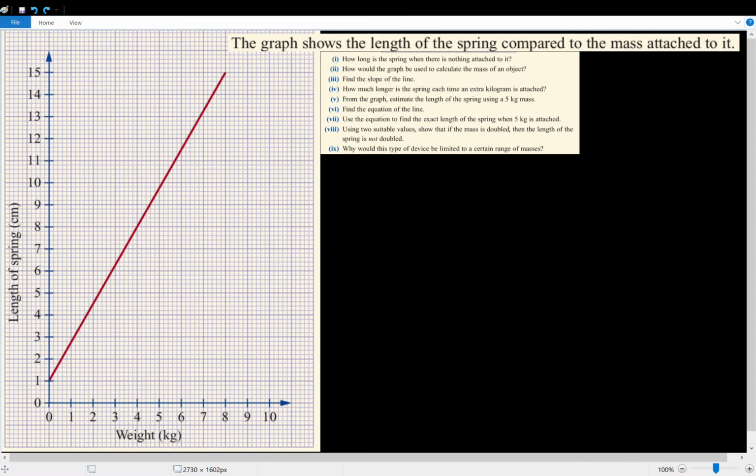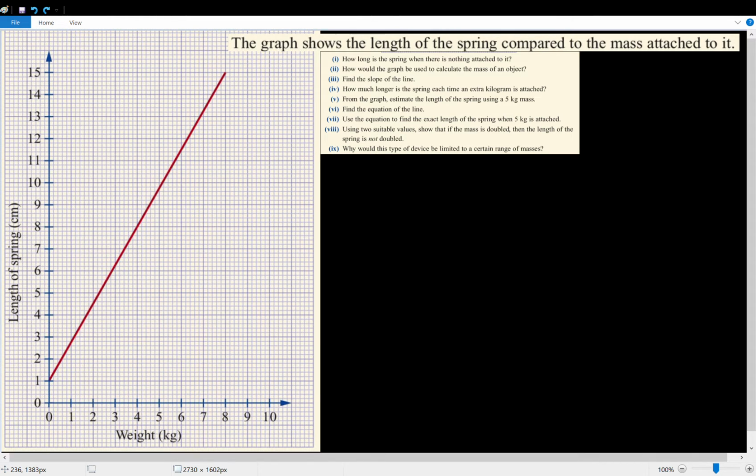This is question 2 in exercise 15.14 in Project Maths 2. The graph shows the length of the spring compared to the mass attached to it. So if we look at our graph just before we go into our questions, we've got our y-axis, which is labeled length of spring in centimeters, and we've got our x-axis labeled weight in kilos.